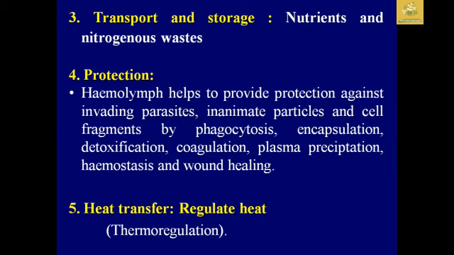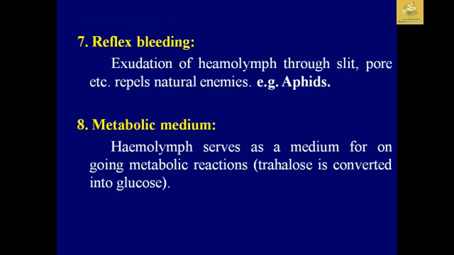and it is used to transport and store nutrients as well as the nitrogenous waste of the insect. It provides protection, where the hemolymph helps protect against invading parasites as well as foreign particles and cell fragments through phagocytosis, and it provides encapsulation, detoxification of the insect body, and coagulation when there is bleeding, plasma precipitation and hemostasis as well as wound healing in the insect body, and heat transfer, which is used to regulate heat, known as thermoregulation to maintain their environmental status, and reflex bleeding.